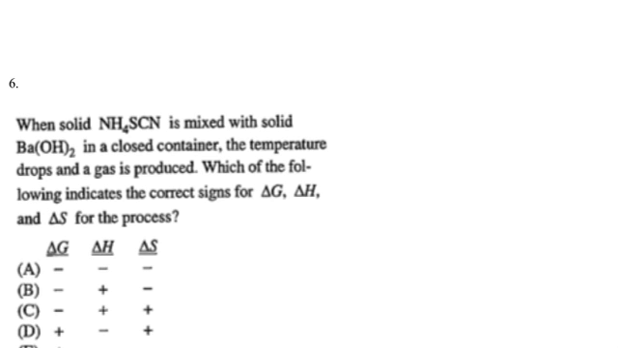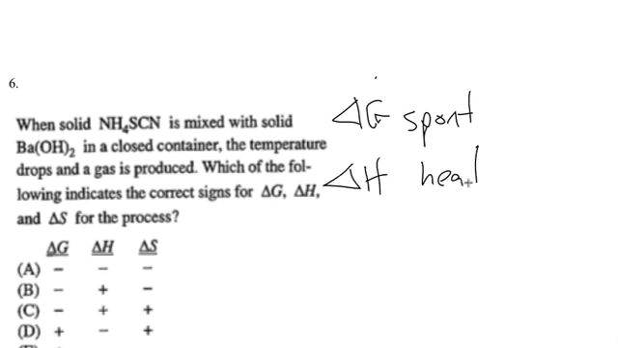All right, looking at 6, we've seen these before. So we're going to be identifying delta G, delta H, delta S. For delta G, we're going to be looking for spontaneity. With delta H, we're going to be looking for heat. And for delta S, we're going to be looking for messiness.